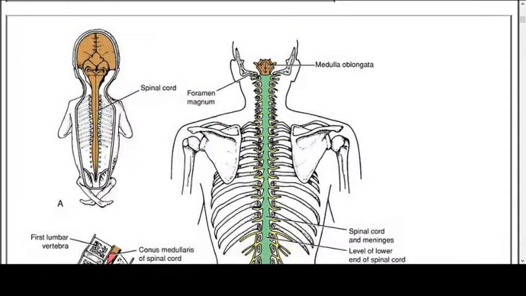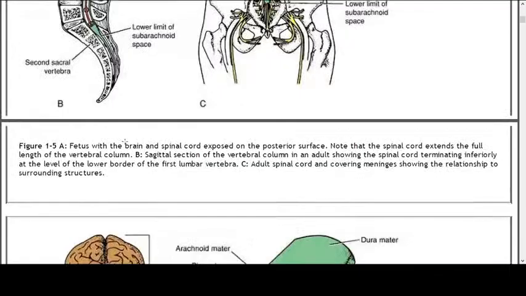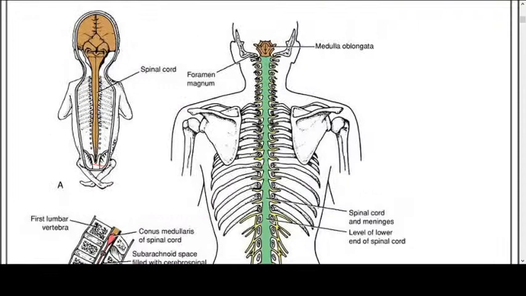It shows the extent of the spinal cord in the case of an infant, I guess. Figure A is of the fetus with the brain and spinal cord exposed on the posterior surface. Note that the spinal cord extends the full length of the vertebral column. So in the case of an infant, suppose this is the vertebral column up to here, and this is the spinal cord. The spinal cord is equal in length to the vertebral column. In the case of a child, let's see the adult.